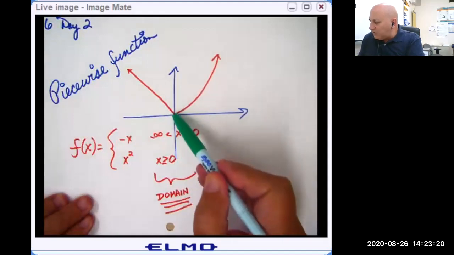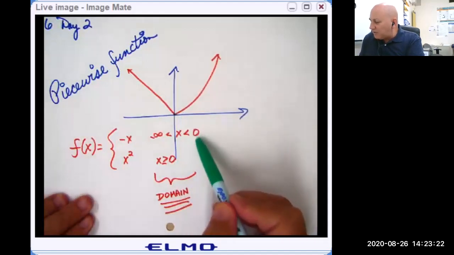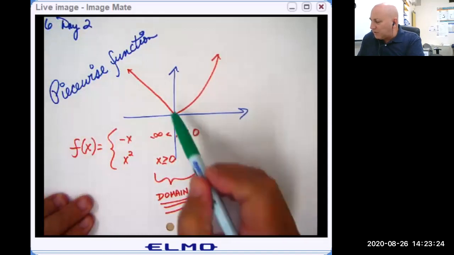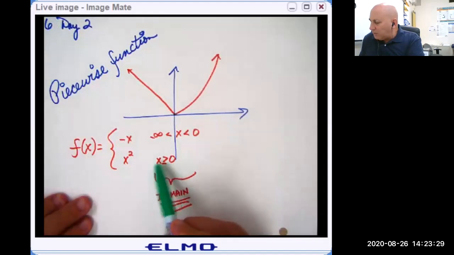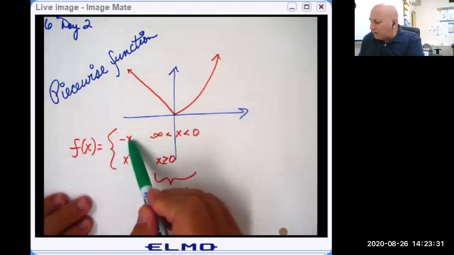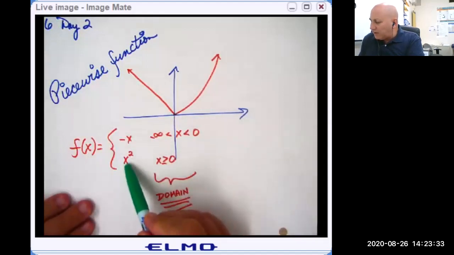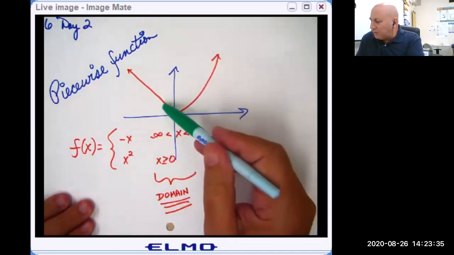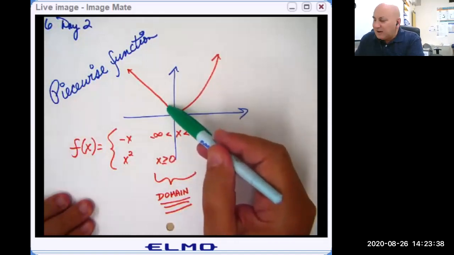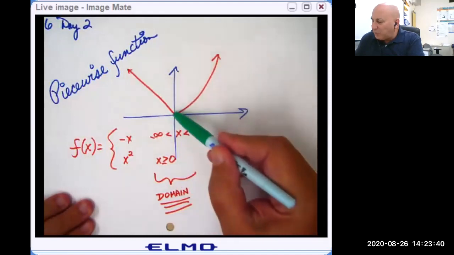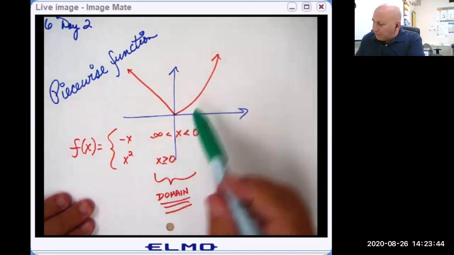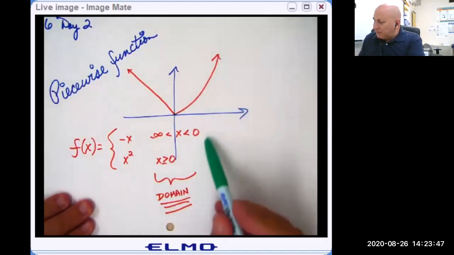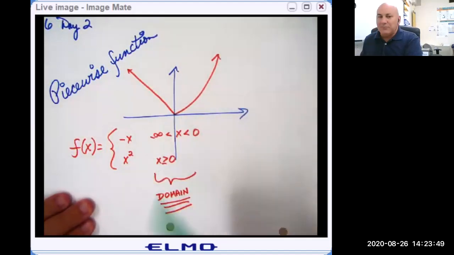And you can get as close as you want to 0, but you don't touch because it doesn't say equal to here. And then at 0, y is no longer equal to -x, it's equal to x squared. Hey, turns out it's the same value. So this graph is what's called continuous. You could graph it without having to lift your pencil off the paper. So this is y equals x squared. So this area over here is the domain. We'll talk about the range in class.